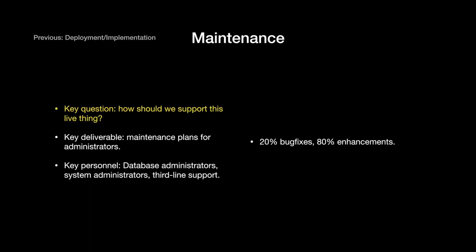Ideally, there is a specialist team of administrators for this purpose. Regardless of how effective that team is, bugs and enhancement requests are a fact of life for a software team. The work of maintaining a well-built product is usually around 20% bug fixes and 80% new features.